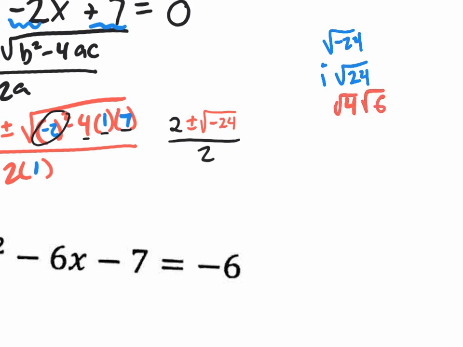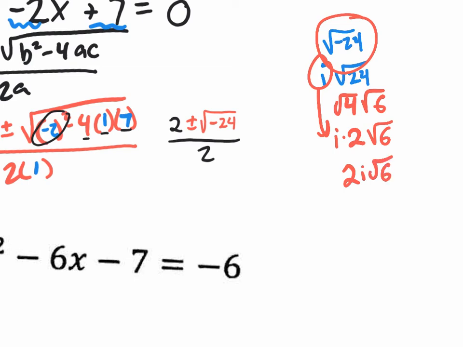That way when you split it, you could actually do the square root of 4, which is 2, and then you have the square root of 6, which can't be simplified any further. Don't forget about the i, that you need to come down and multiply it by 2. So the square root of negative 24 really becomes 2i square root of 6.